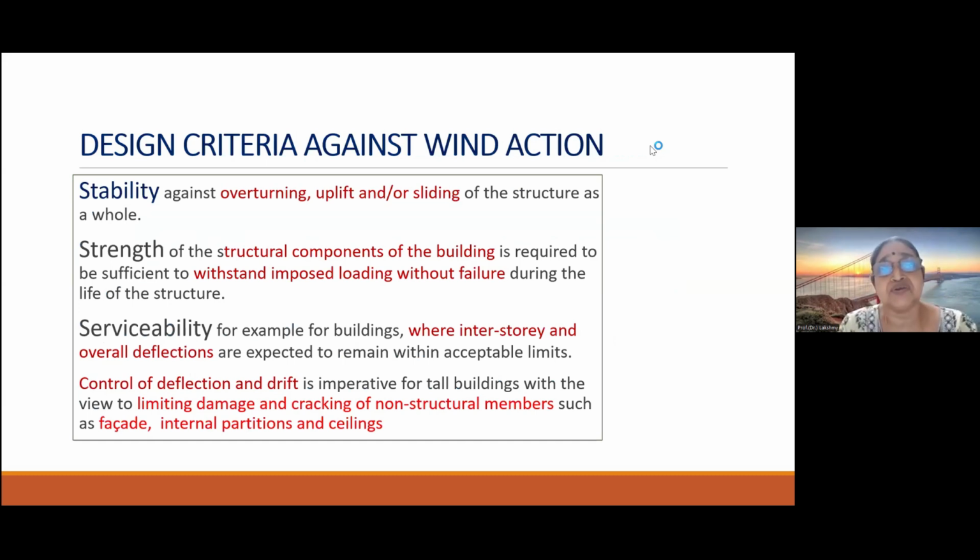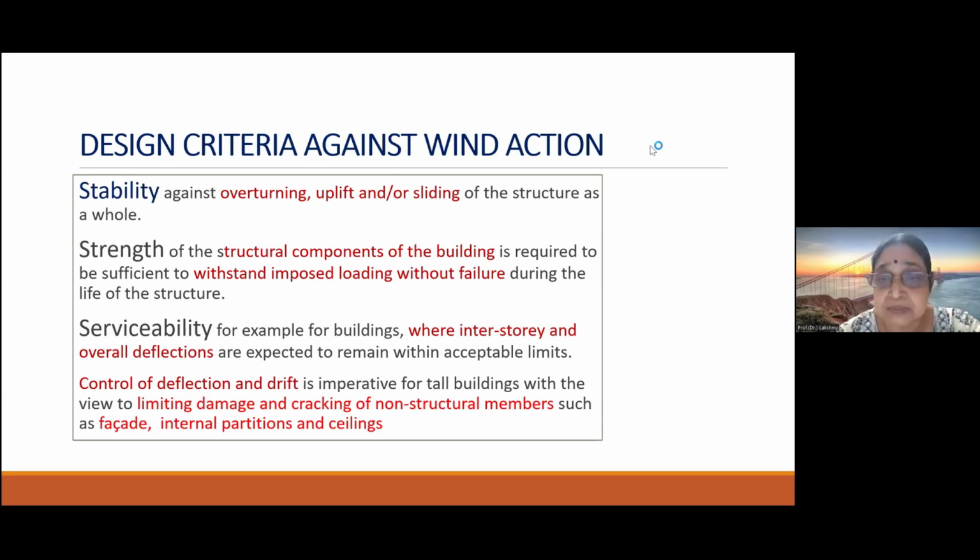Now, when we talk about the design criteria against wind action, for any structure we design, we consider the stability, that is the overturning, uplift or sliding. But here basically it is the wind action. So the overturning is quite important. Then the sliding is also important. Then the strength of the structural components of the building is required to be sufficient to withstand the imposed loading without failure during the life of the structure.